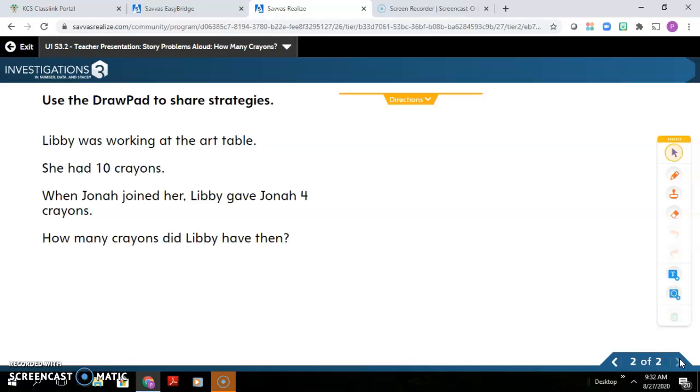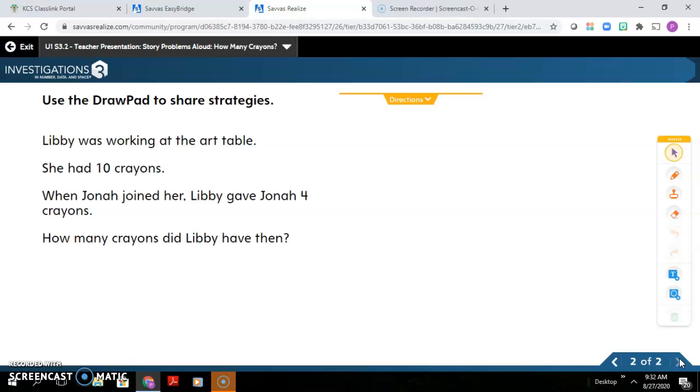Well, let's think about that. How many crayons did Libby start with? Right, she starts with 10. And then what does she do with those crayons? Right, she gave Jonah 4. So, is Libby going to have more than 10 crayons at the end? Or will she have less than 10 crayons at the end? Right, she's going to have less than 10.